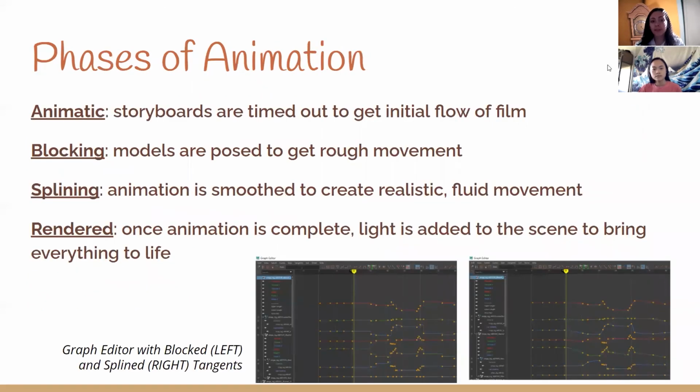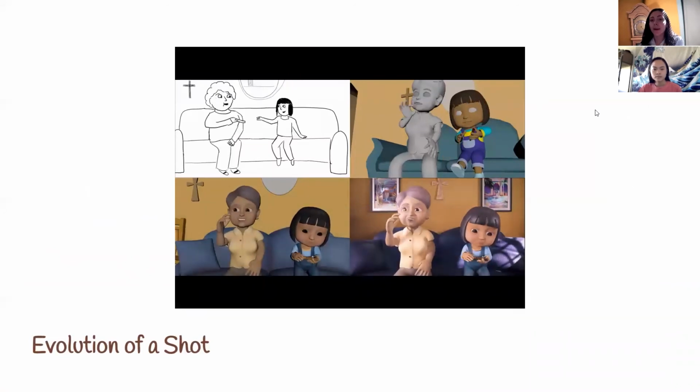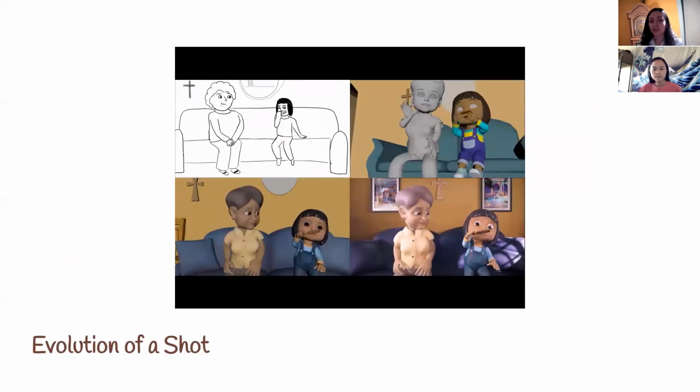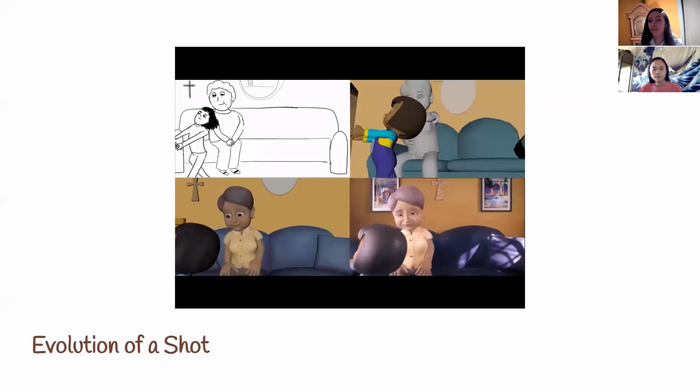So the phase of animation, we start off with an animatic. So the storyboards from before are timed out to get an initial flow of the film. Then we block out all the models, which is basically no in-between, so it's key poses going from one to the next. Once that looks all set, we spline it, which is smoothing up the animation to get more fluid movement. When everything is all set, we can start rendering it. Here you can see that kind of evolution, starting with the animatic, going into blocking where everything's a little chunky, animating, smoothing it out with splining, and then rendering it out for that final image.